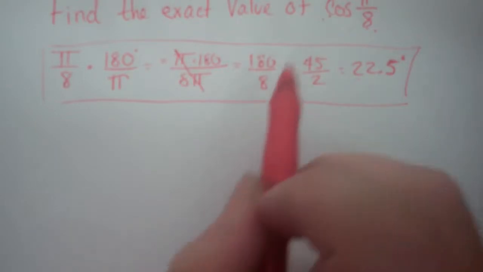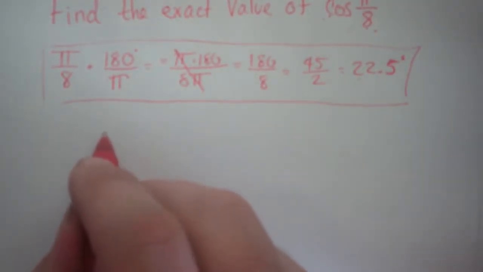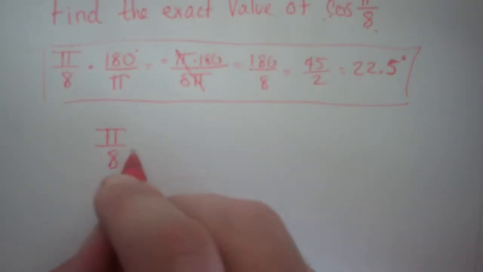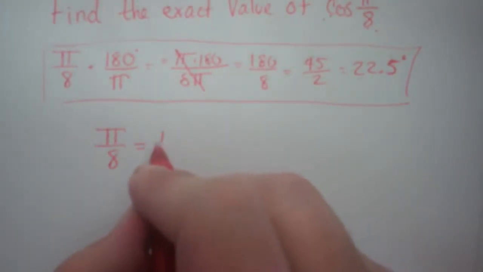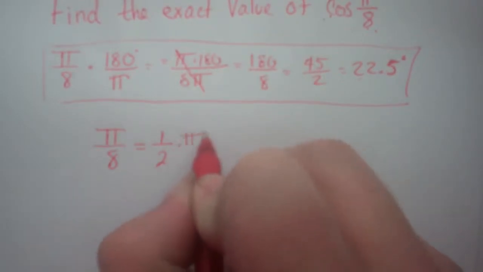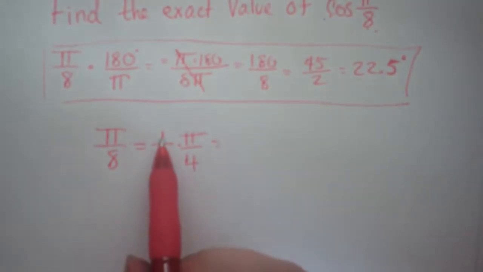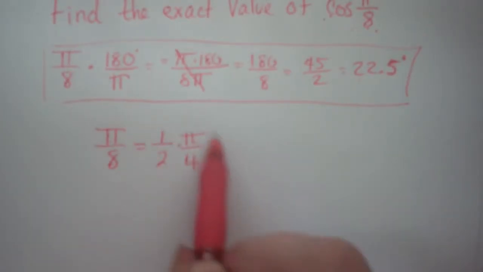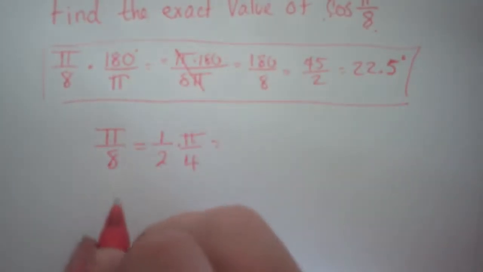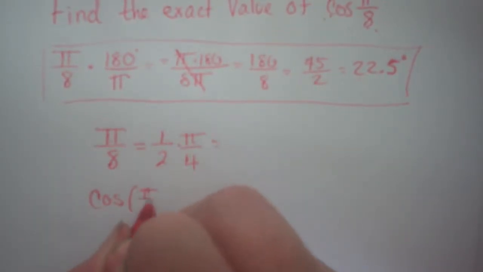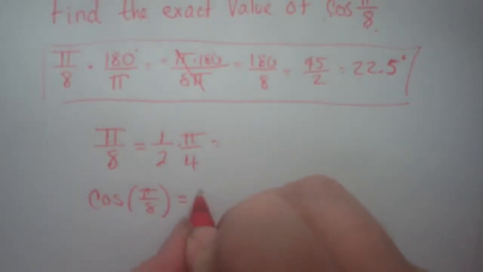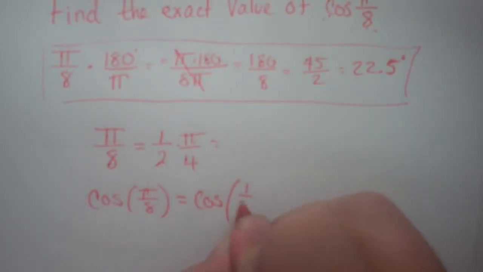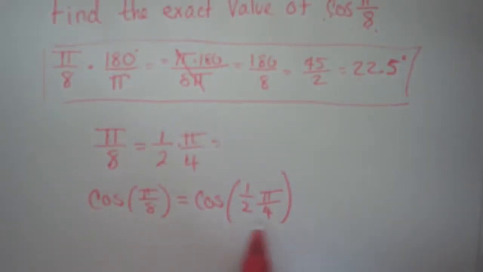I don't know the exact value of the cosine of pi over 8, but I noticed this. I noticed that pi over 8 is the same thing as 1/2 of pi over 4, right? Because you see, 1 times pi is pi, and 2 times 4 is 8. So pi over 8 can be written as 1/2 of pi over 4. And so if I want to find the cosine of pi over 8, all I need to do is find the cosine of 1/2 of pi over 4. Now, why would I have done that?